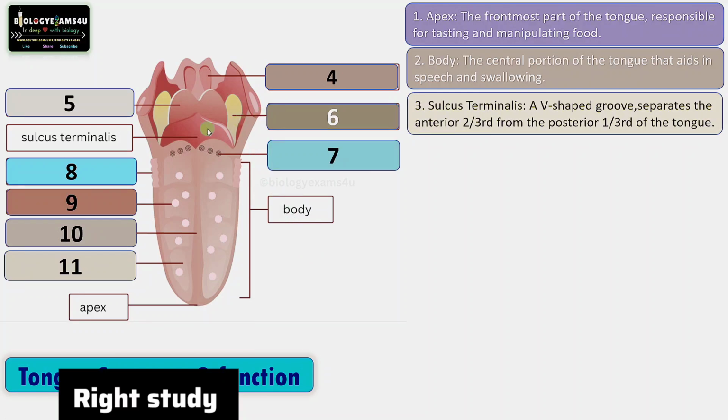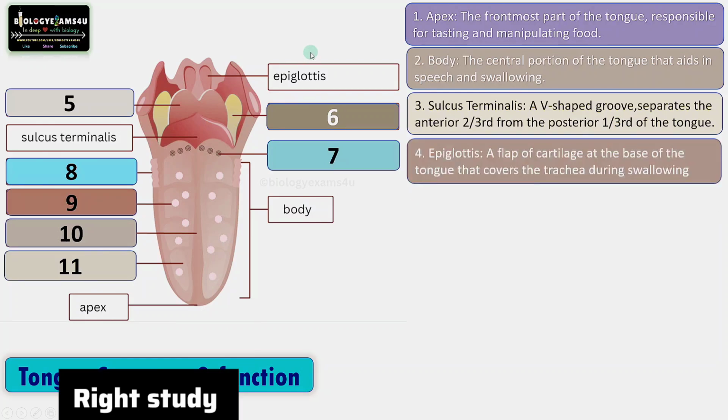The next structure is the epiglottis. Epiglottis is a flap of cartilage, as you see here, located at the base of the tongue that covers the trachea during swallowing to prevent food from entering the airway.